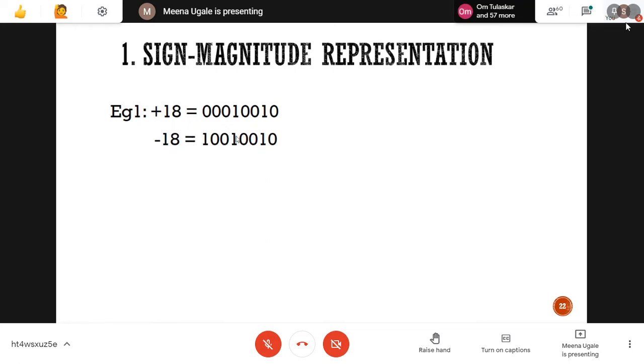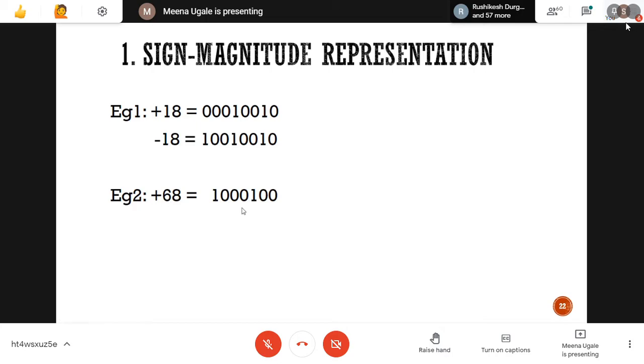If I am going for minus 18, you can observe here, the magnitude will be the same number, 0010010. That is the magnitude. But now this 1 has come to indicate that this is a negative number. That is the difference here. Positive 18, I am writing all 3 zeros and then the magnitude. Minus 18, I am writing 1 to indicate it is a negative number, and then the remaining bits will represent its magnitude.